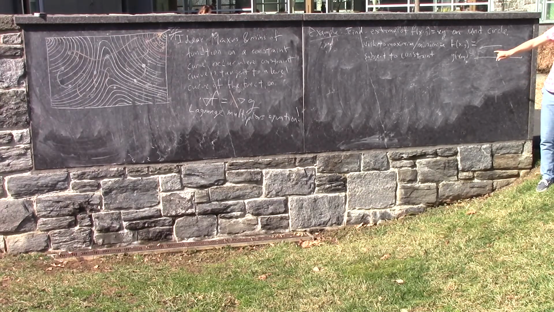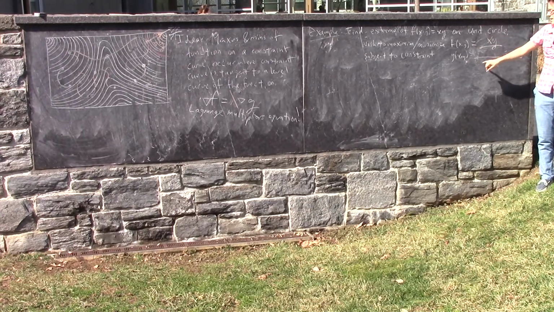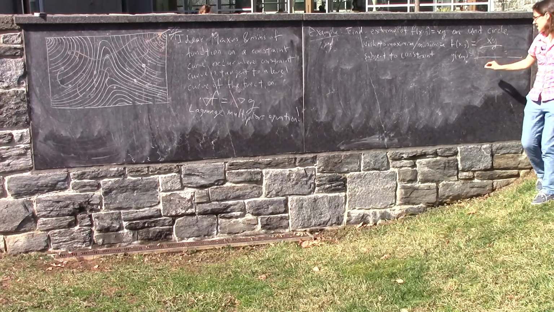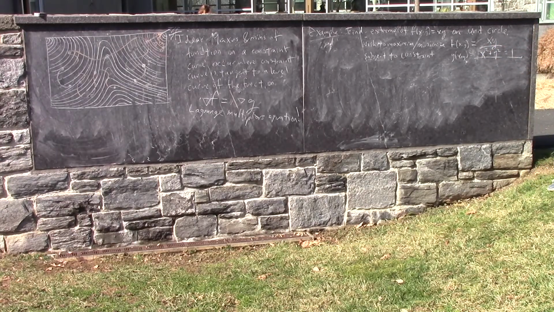Okay, can you say what it is? We want to maximize what function? xy, yep. Subject to the constraint? Yeah, x squared plus y squared equals 1. Yeah, that's our constraint curve.